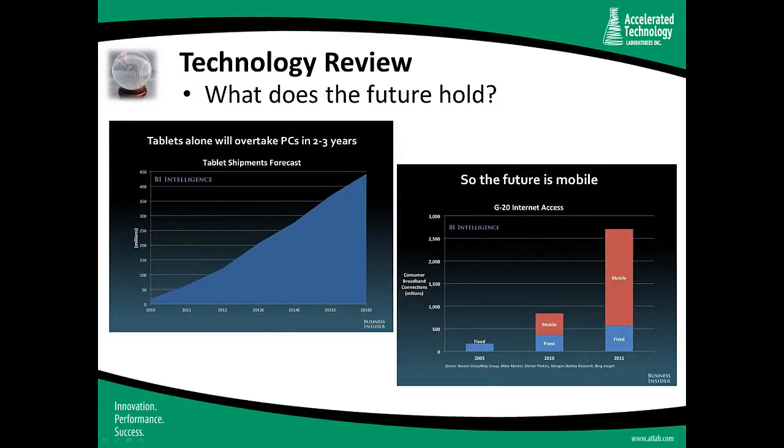So let's take a look first at what the future will hold as it relates to LIMS and mobile technology. Let's take a look at these two slides. Business Insider demonstrates to us that tablets alone will overtake PCs in the next 2 to 3 years. And so the future is mobile. You can see in the next slide, the G20 internet access will definitely be different in the next few years. So you're in the right place today to learn more about how that will affect you and your LIMS environment.